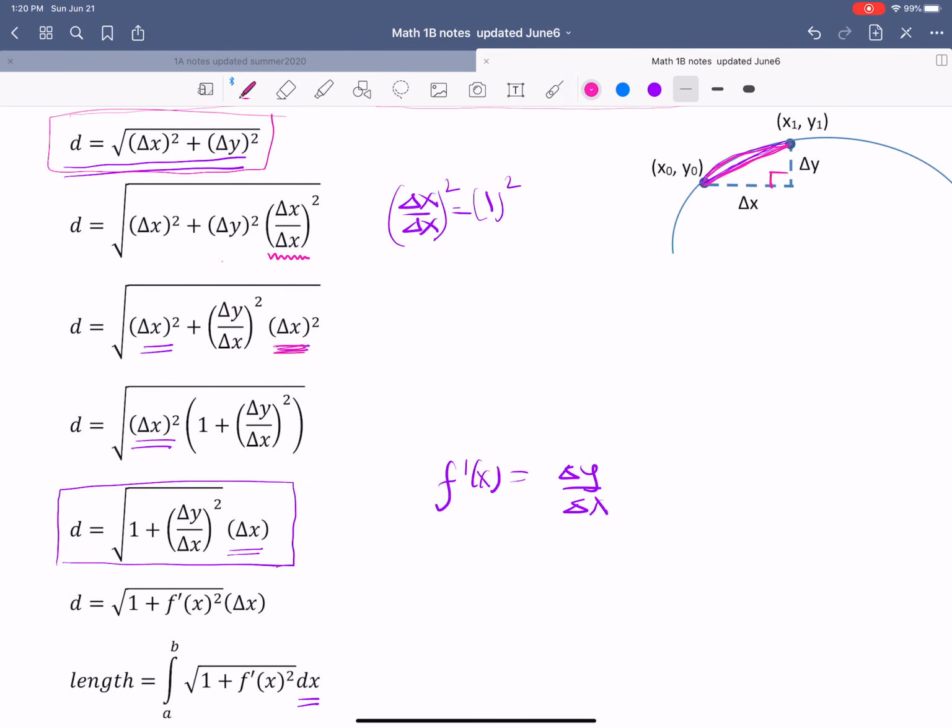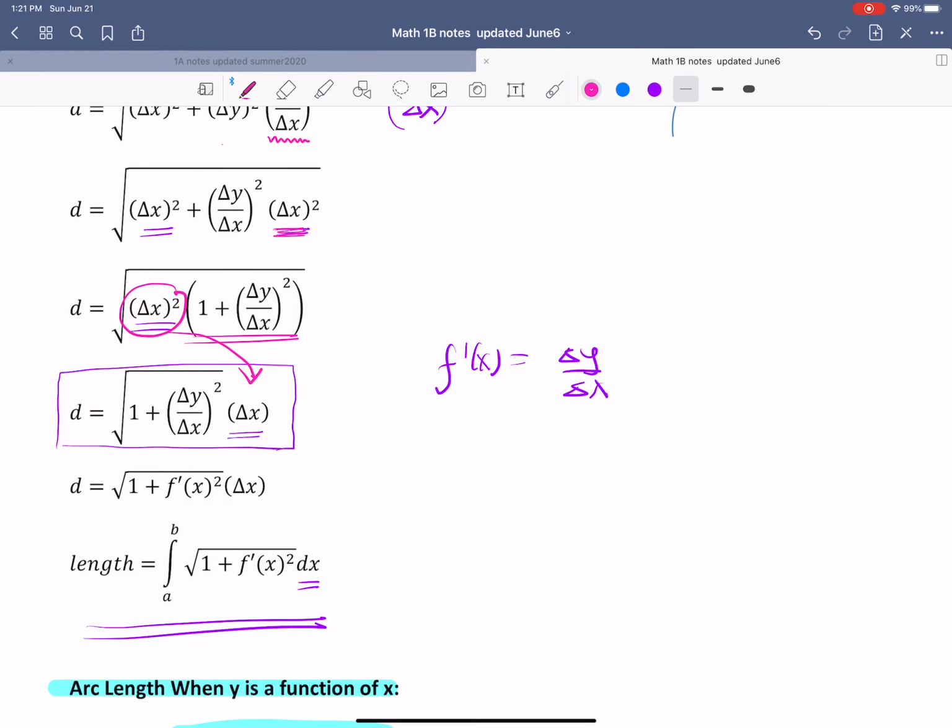And we can also factor out the delta x squared, and inside we are left with 1 plus delta y over delta x squared. So the distance d turns out to be the square root of 1 plus delta y over delta x squared, times delta x. This delta x is squared, so it can be pulled out of the square root and it would have no square on it.